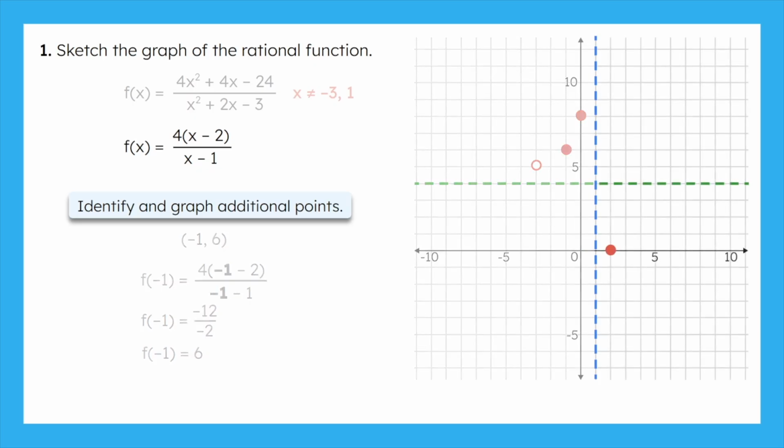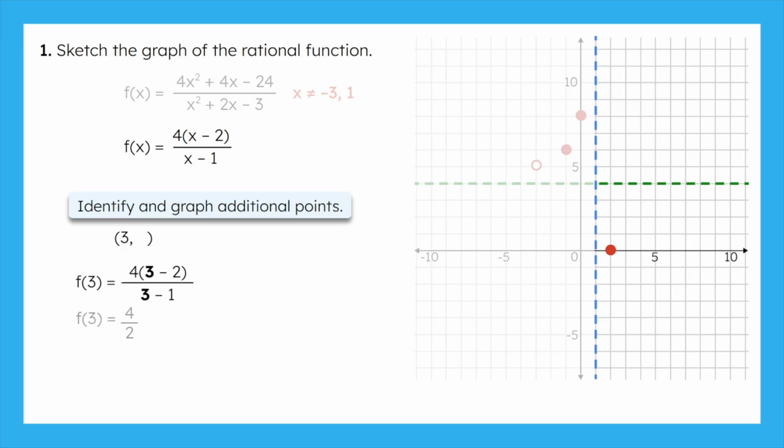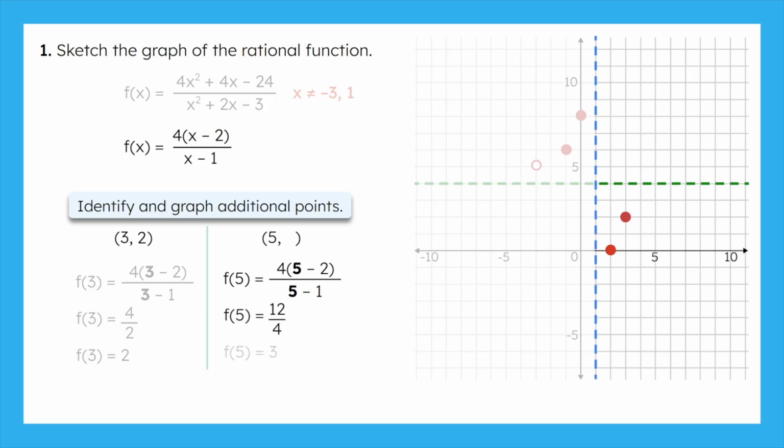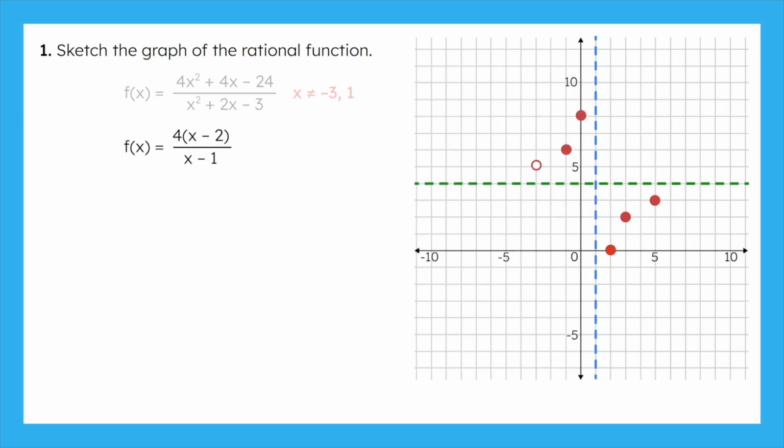On the right side of the vertical asymptote, we need 2 points moving toward the horizontal asymptote. So let's find the point at x equals 3. Evaluating the function gives us a point at (3, 2). And for the second point, let's evaluate f of 5. That gives us the point (5, 3). Now we can sketch the graph using the points and asymptotes to guide the curves.